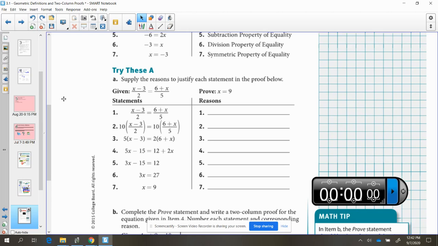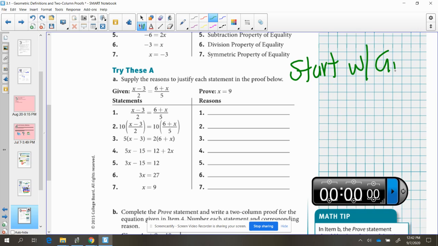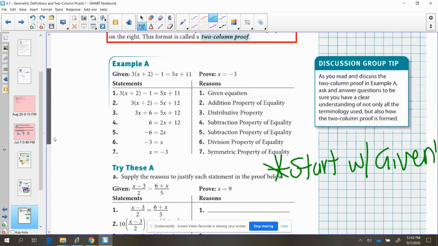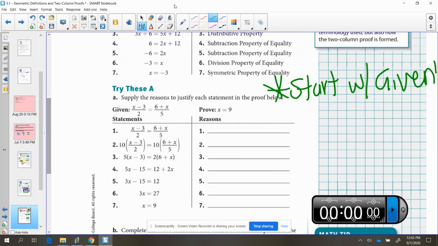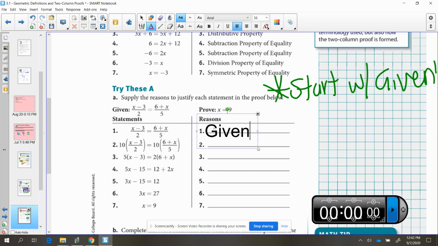One thing you're going to notice is that we always start with given, all right? That is always the first thing in your proofs, right? Notice in each of these, it was given that that was our starting point. So same thing here. It is going to be given that this is our first step, right? They gave us that.